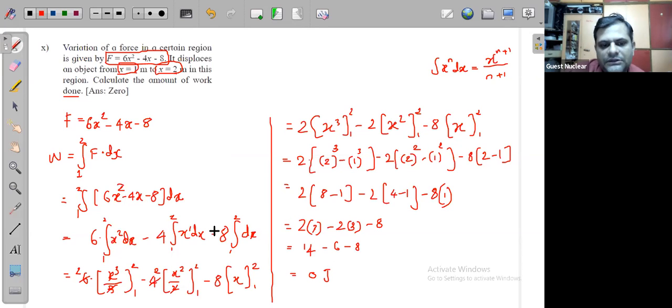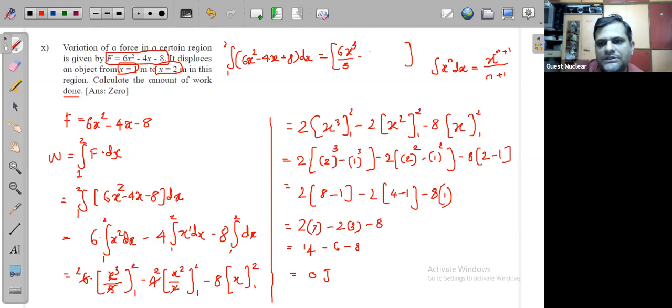Okay. Actually, we can just avoid all these steps. All these steps that we did here, we can avoid easily, because we know that the integration of 6x square minus 4x minus 8 dx from 1 to 2 can be simplified in a single step. So in one step we directly find the integration of 6x square. 6 is a constant and the integration of x square becomes x cube by 3. So we can just get it as 6 times x cube upon 3.